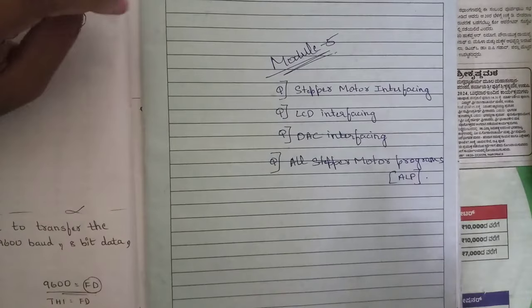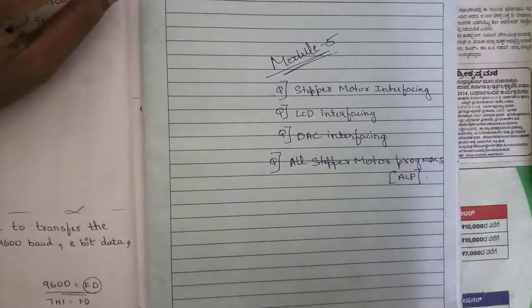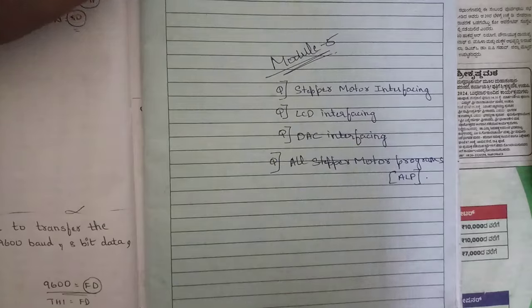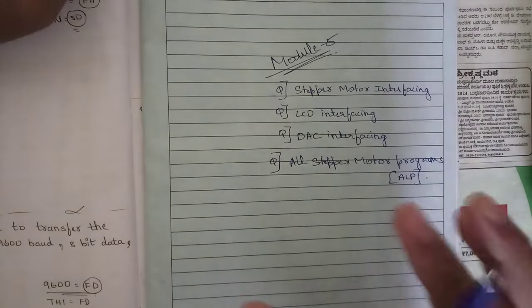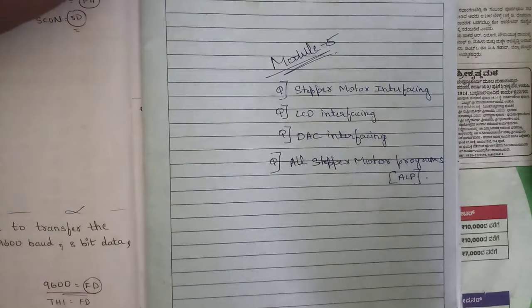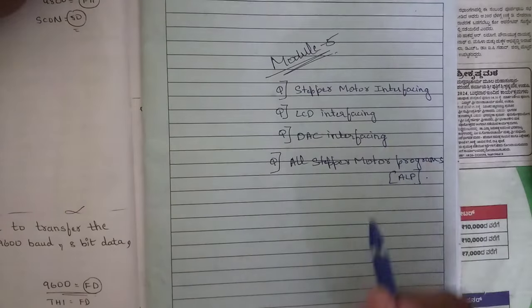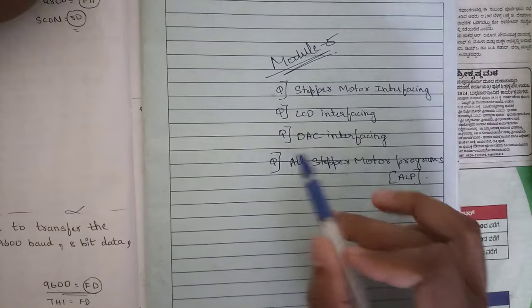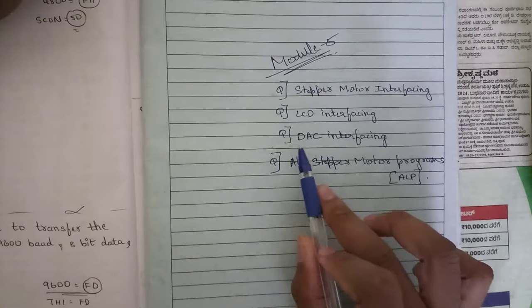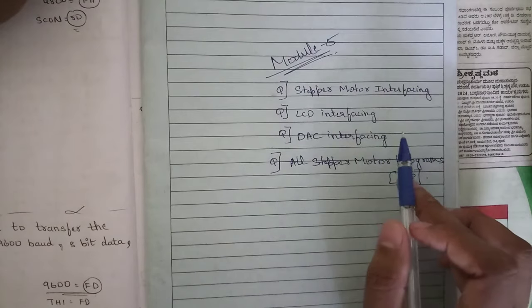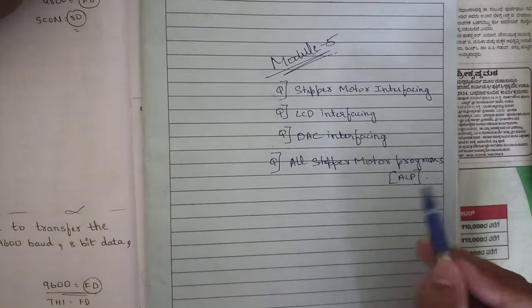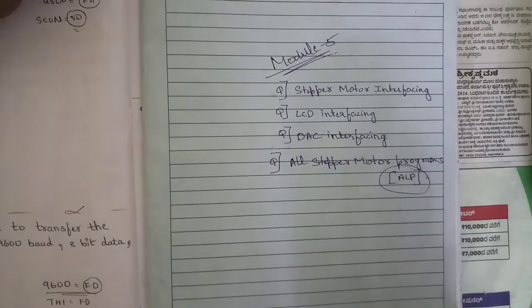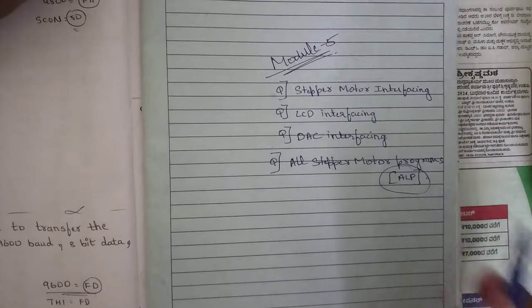And from module 5, these are some of the fixed questions. You should learn this, as these fixed questions are repeated multiple times in previous year question papers. Stepper motor interfacing, LCD interfacing, one question related to DAC, that is, digital to analog converter interfacing, and all the stepper motor programs are ALP programs, not C programs, the assembly level programs.